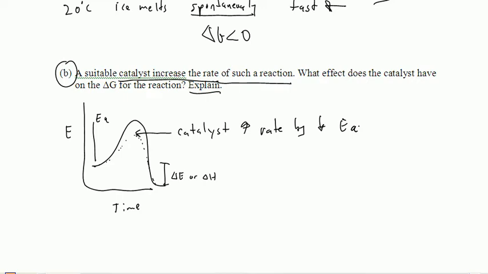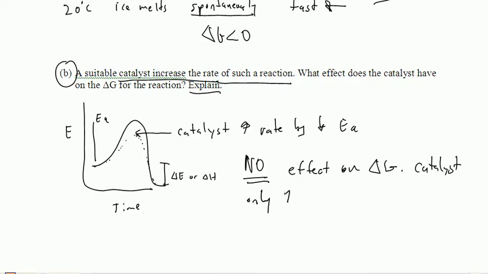What effect does this have on the delta G? Again, no effect on delta G. Okay? Catalyst only increases the rate, does not determine if it happens. Only increases the rate when it happens, but does not determine if.